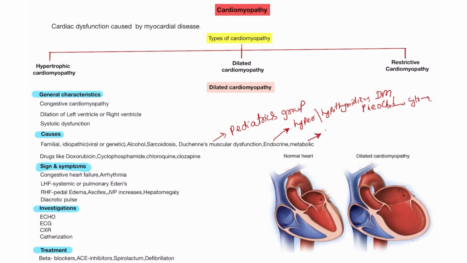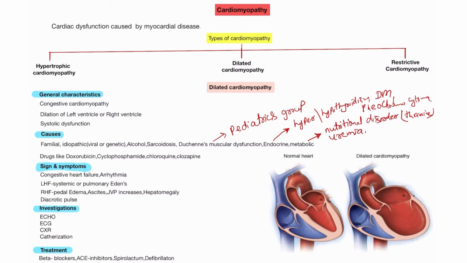Metabolic disorders, like nutritional disorders, for example thiamine and selenium deficiency. Also in the uremic condition, this causes a metabolic abnormality.